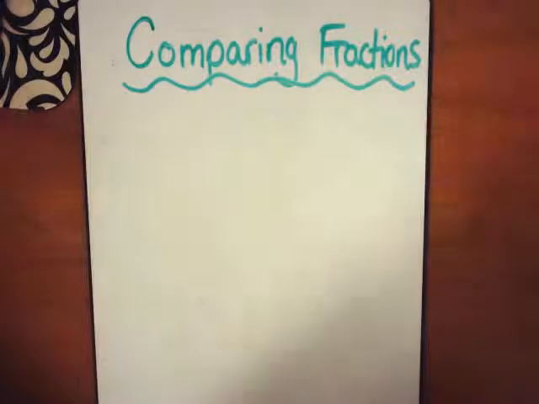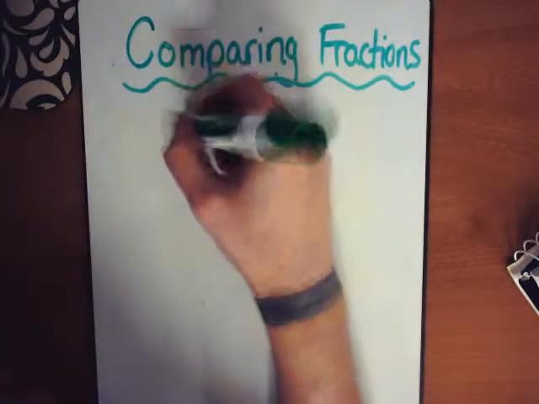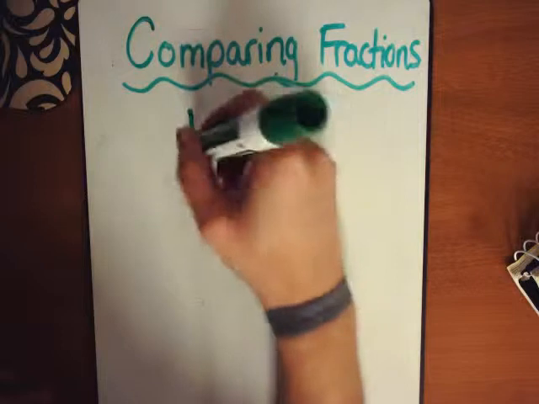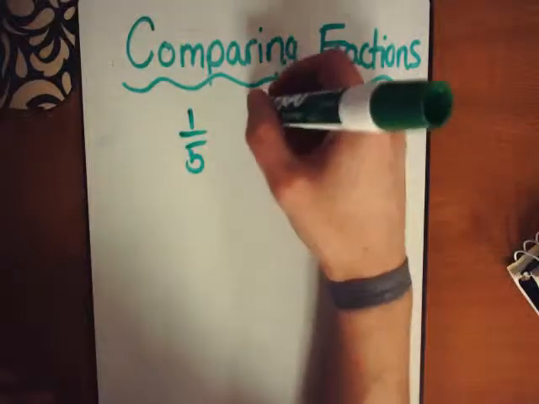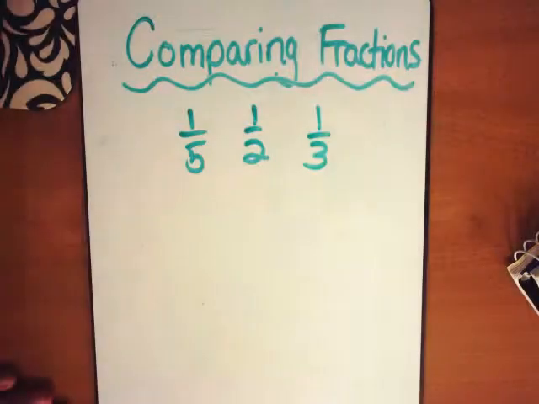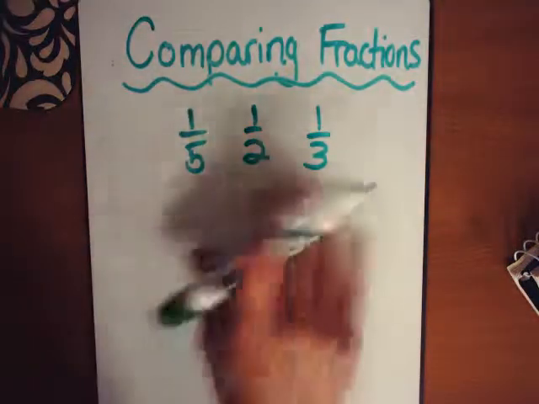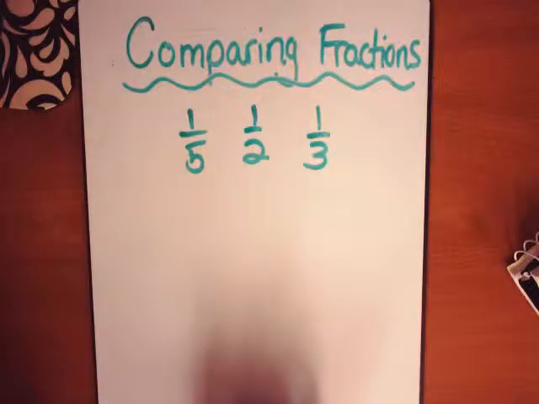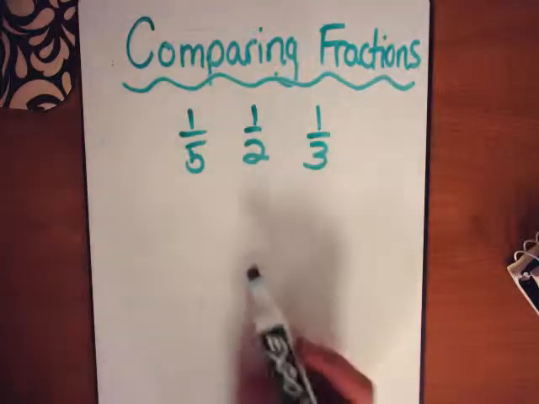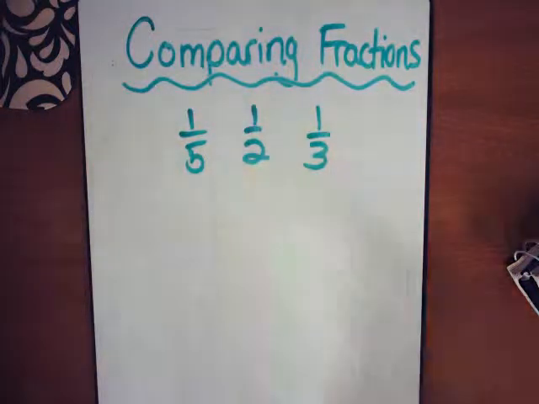It's easy when we take a look and the numerators are the same. So go ahead and write these fractions down in your notebook. 1/5, 1/2, 1/3. So if we think about a fifth, a half, and a third, we know as the denominator gets bigger, the pieces get smaller, right? Or as the denominator gets smaller, the pieces get bigger.